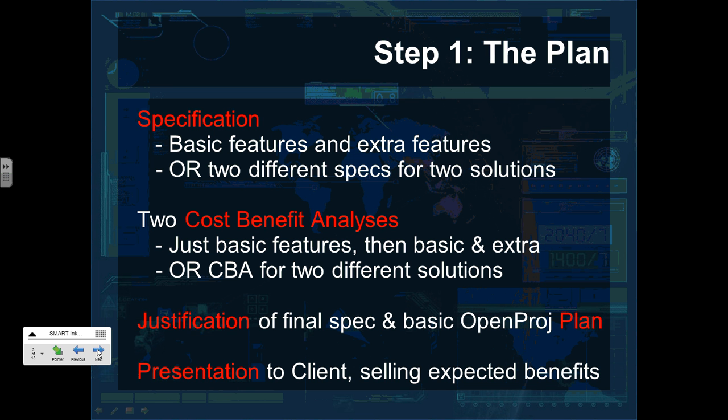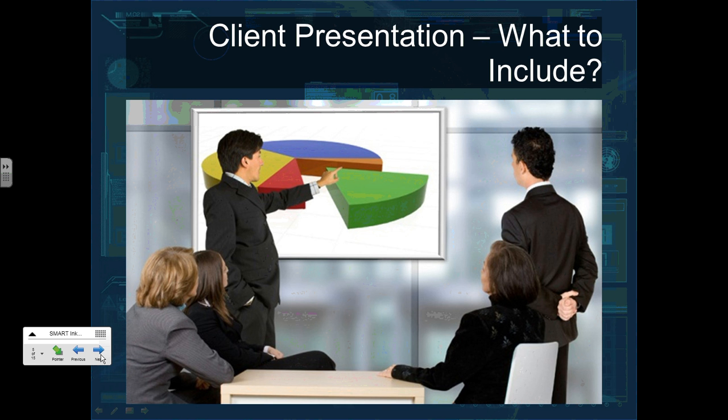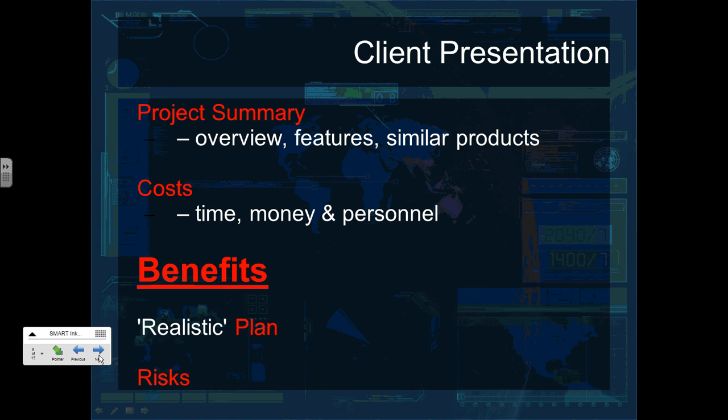And then you have to do a presentation. You also have to develop a presentation to your client explaining what they can expect. We've covered all this as well; I'm just doing a recap. So you need to explain why you chose this project, which will draw from the cost-benefit analysis and feasibility study analysis, which you've probably already done. So just say why you chose to do this specific project. And then a presentation to your client, which will include a project summary, some costs, some benefits, maybe an overview of your plan, and possibly some ideas of the risks that might be involved, depending on the project.